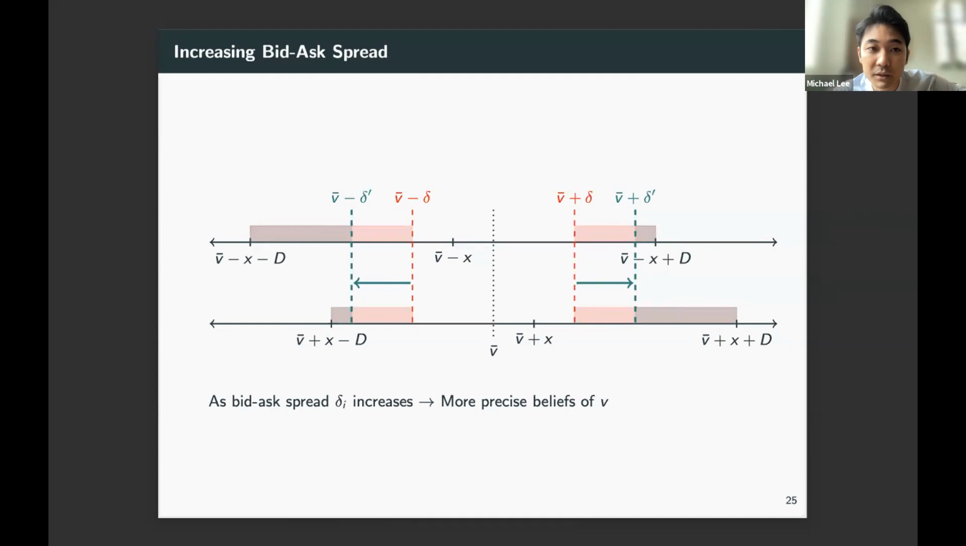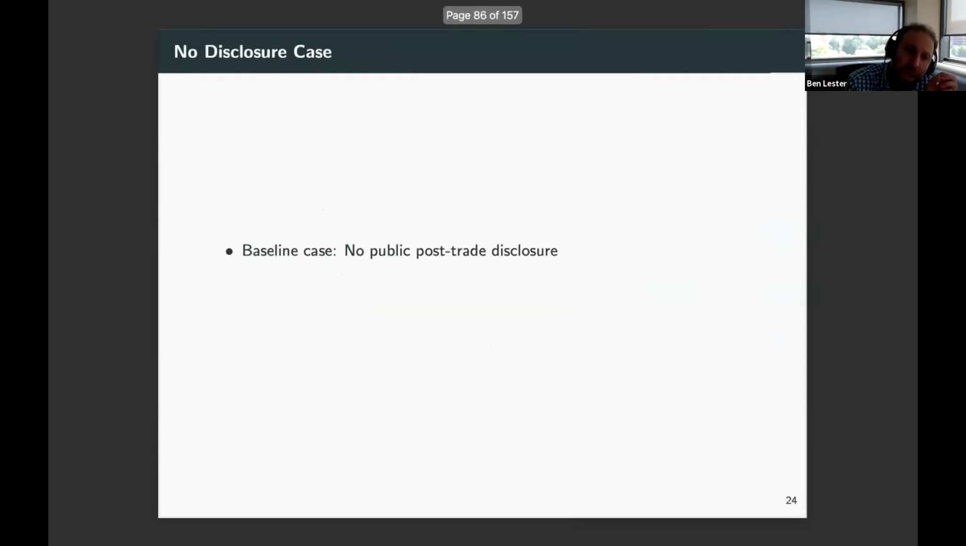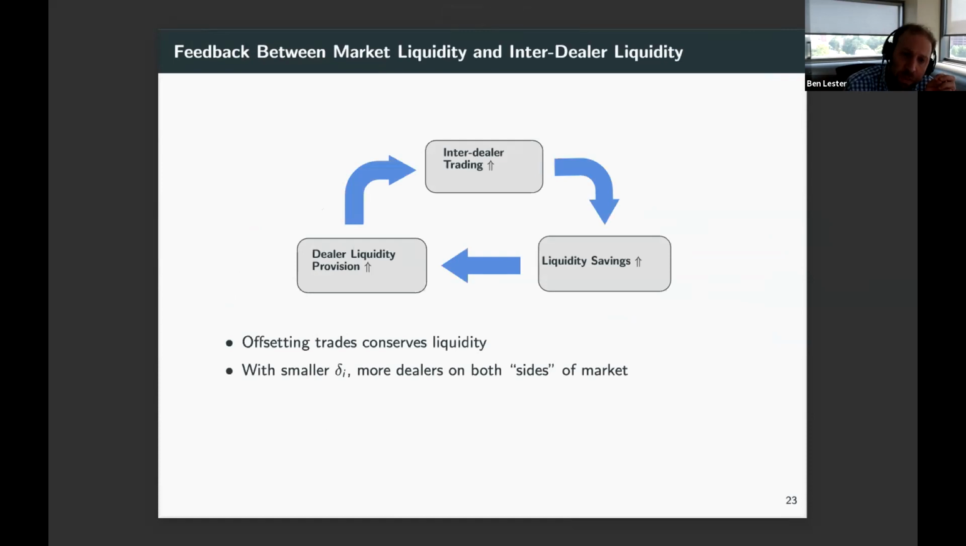I see. Okay, so then when you go back to that picture you had of the feedback, you're basically saying delta small, they don't learn much. There's not as much adverse selection in the interdealer market. So delta small, you're calling that high liquidity. They don't learn much, not much adverse selection, and then more trade in the interdealer market. That's the circle here. Is that right? Well, with one caveat here.